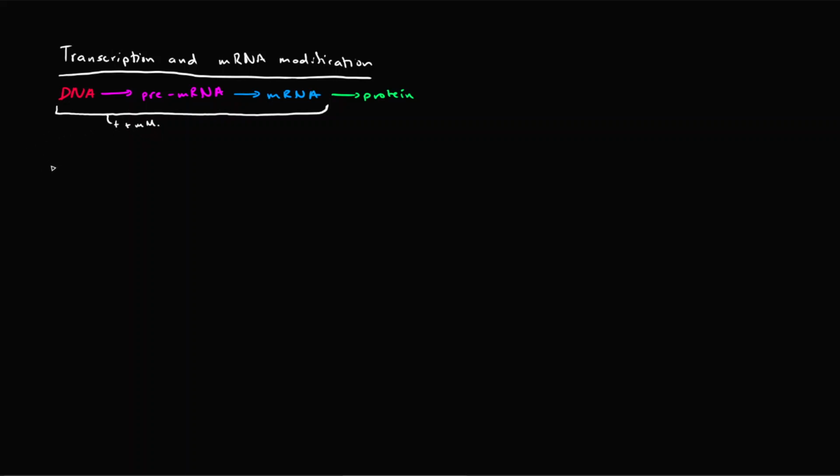Well, in order to understand transcription and then mRNA modification, we have to have a good understanding of our genetic information, what is known as DNA or deoxyribonucleic acid. One thing that's important about DNA is that it is double-stranded with two backbones.